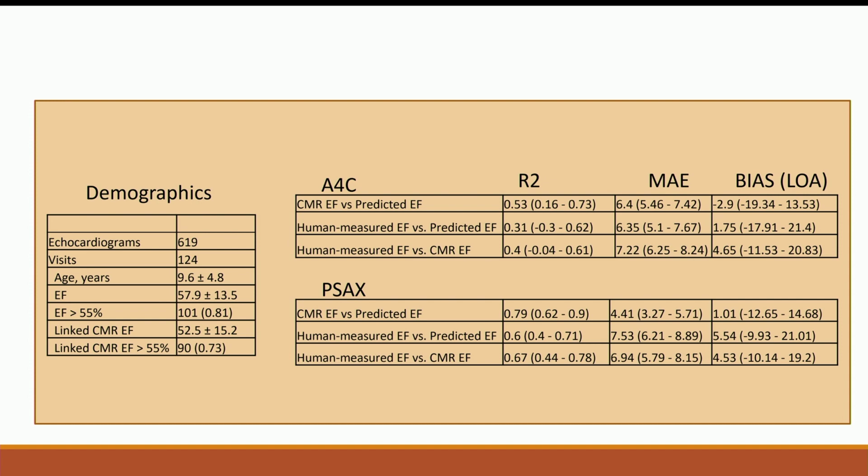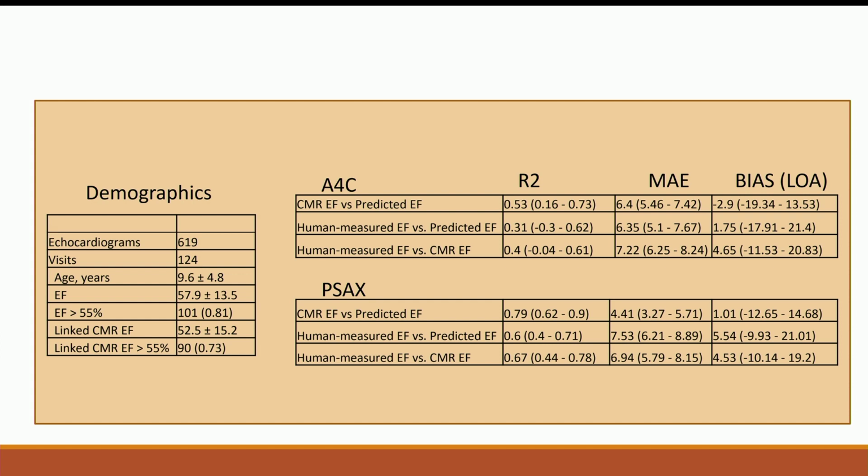So quick demographics about the population. We had 619 videos. It was enough for this study, and these corresponded to 124 unique visits. The average age was 9.6 years, as this is a pediatric population. Average EF was 57.9%. This is slightly on the lower side, but good for this study.